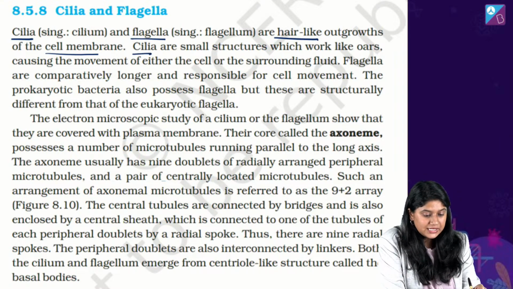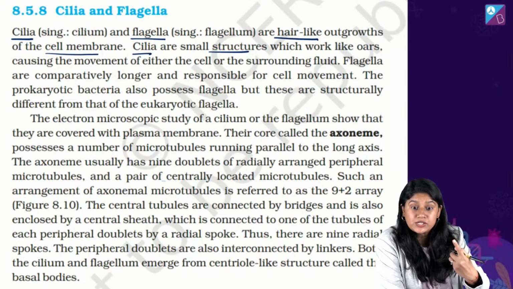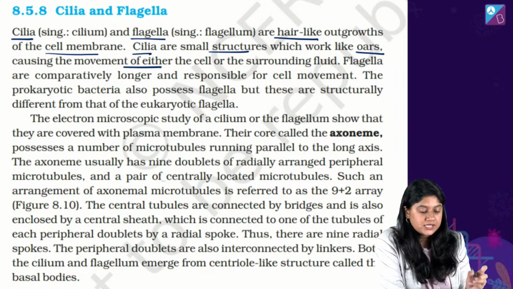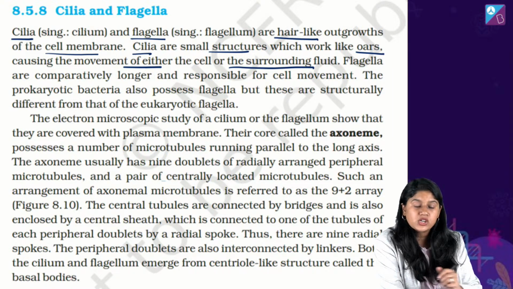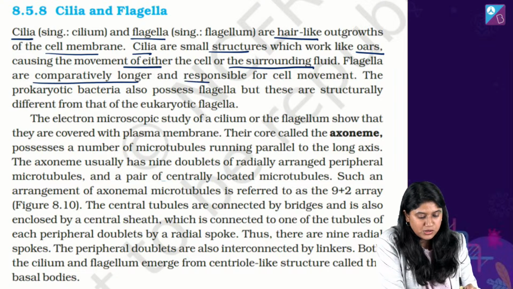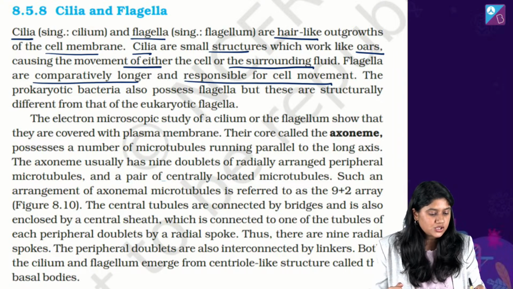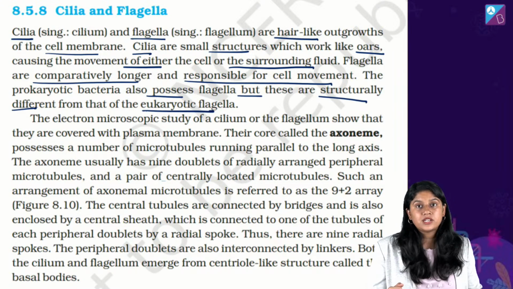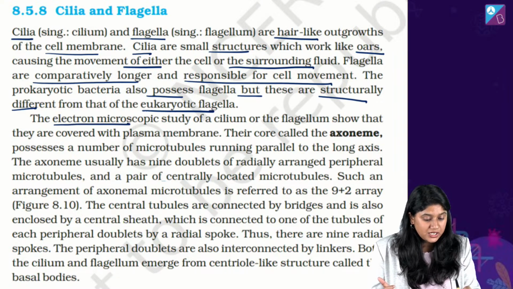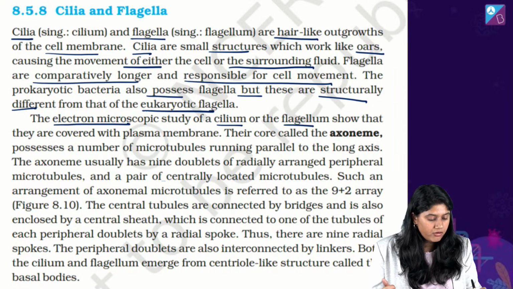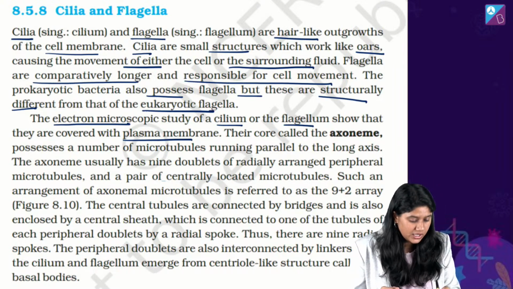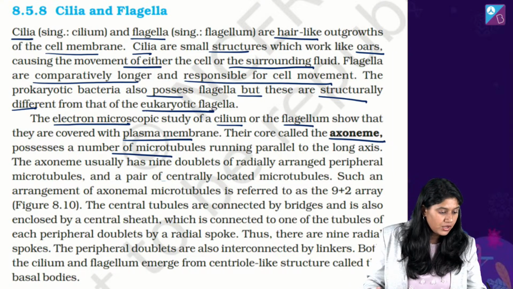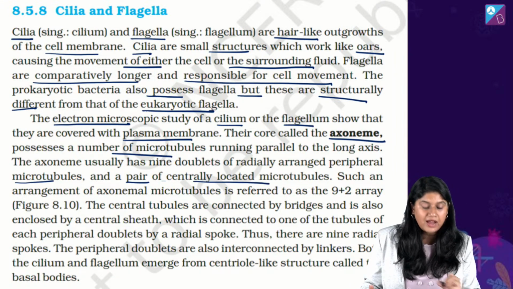Cilia, right, flagella are hair-like outgrowths of the cell membrane. Cilia are the small structures which work like an oar, causing the movement of either the cell or the surrounding fluid. Flagella are comparatively longer and responsible for the cell movement. The prokaryotic cells also possess flagella, but these are structurally different from the eukaryotic flagella. Electron microscope study of the cilium and the flagellum shows that they are covered with the plasma membrane. They have a core, which is the axoneme, right? The number of microtubules running parallelly on the long axis, and center में we have the microtubules.